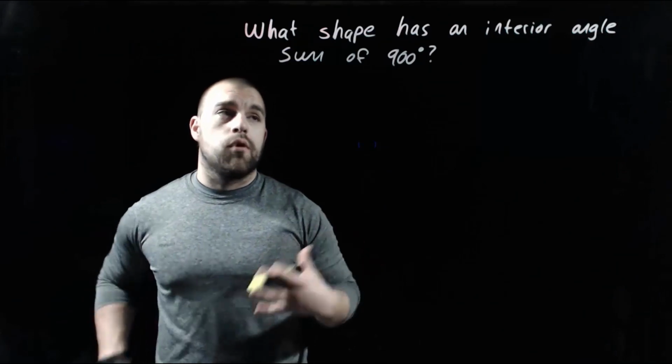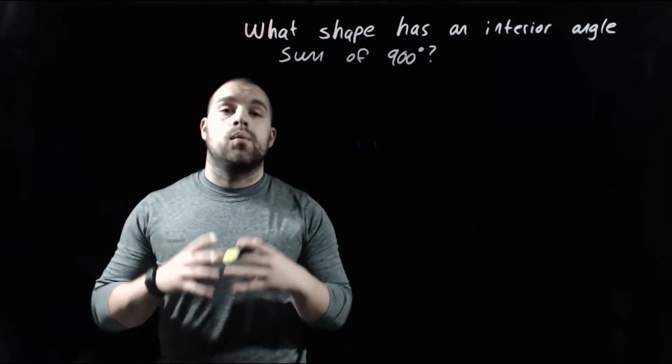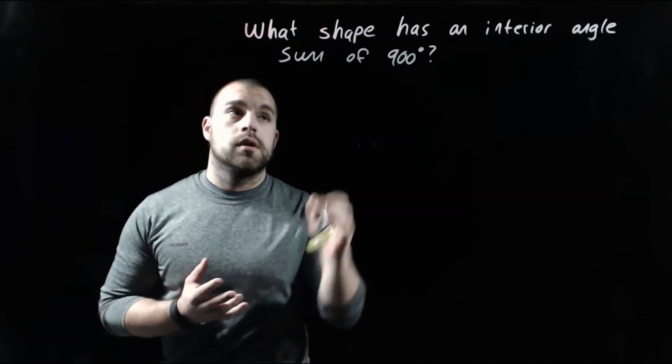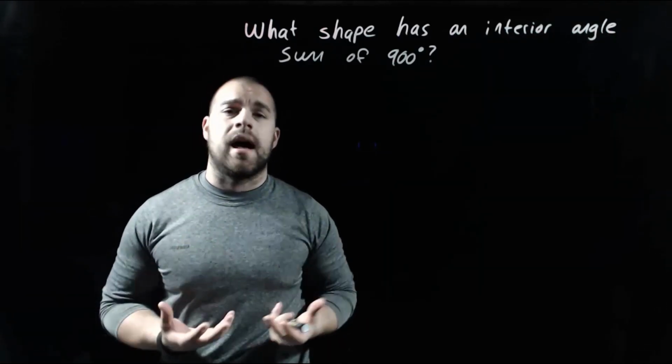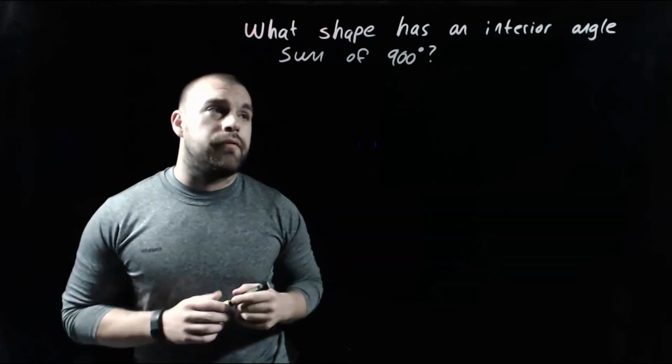Now we can also use this formula to work backwards. So let's say we knew the interior angle sum. So here we've got 900 degrees. And we want to figure out what kind of shape this is, or how many sides this shape has. So I'm going to write out that formula again.